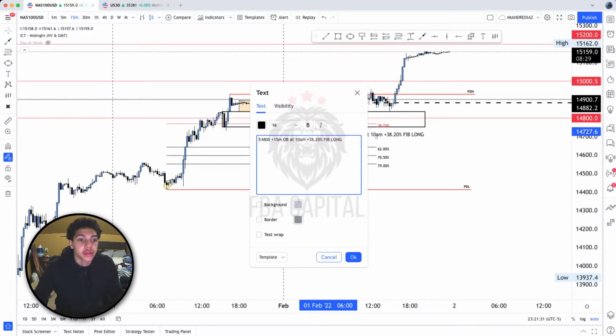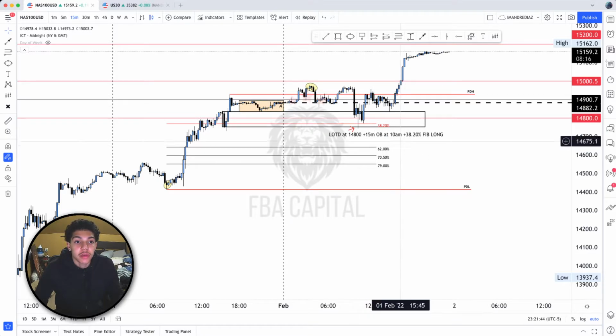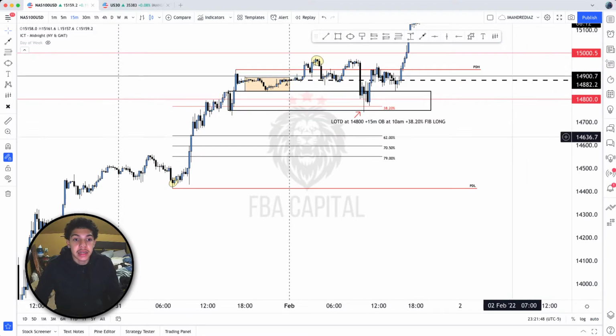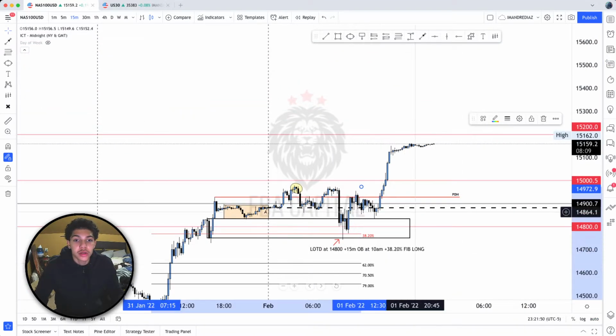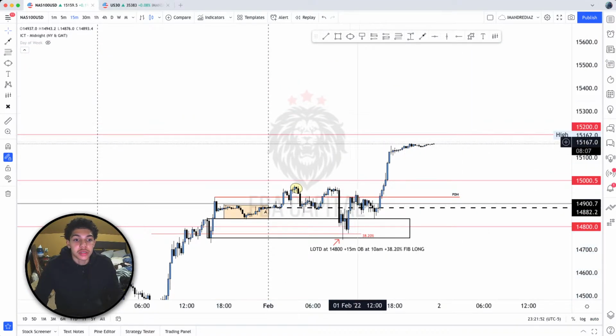So I'm going to put that right there. We had the low of the day at 14,800 after tapping into a 15-minute order block at 10 a.m. and also having a 38.20% retracement on a fib long. So that is one thing that happened down here, and that ended up making the low of the day. I'm going to make this just a continuation fib, so these levels aren't going to matter.